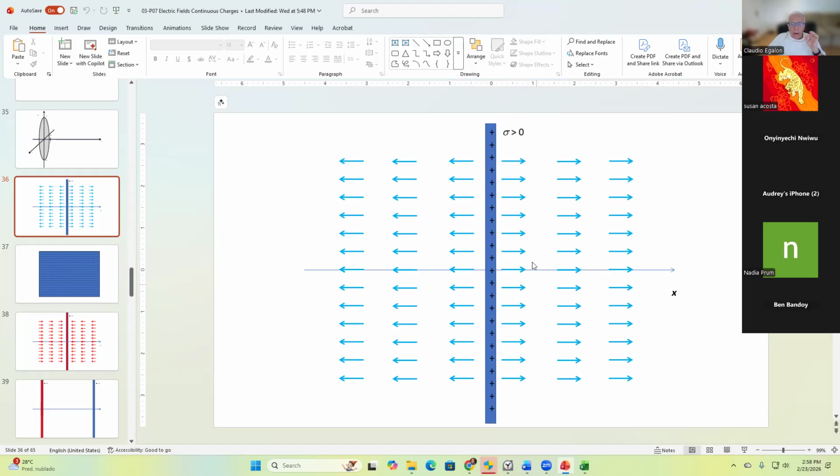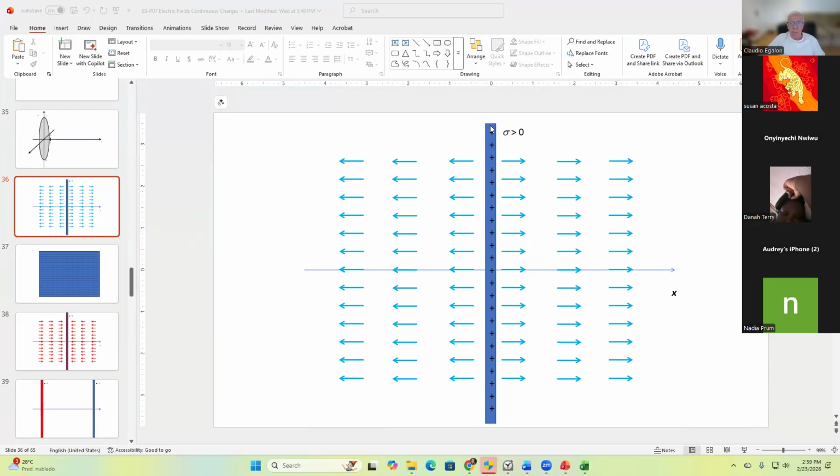If your plane is very large, and by very large I mean very large with respect to the points in the space, so let's say this point right in here, with respect to the planar charge distribution, the distance of those points to the plane is very small compared to the size of the plane. That's what I mean by a very large planar charge distribution. At this point here, this distance too is very small compared to the size of the plane.